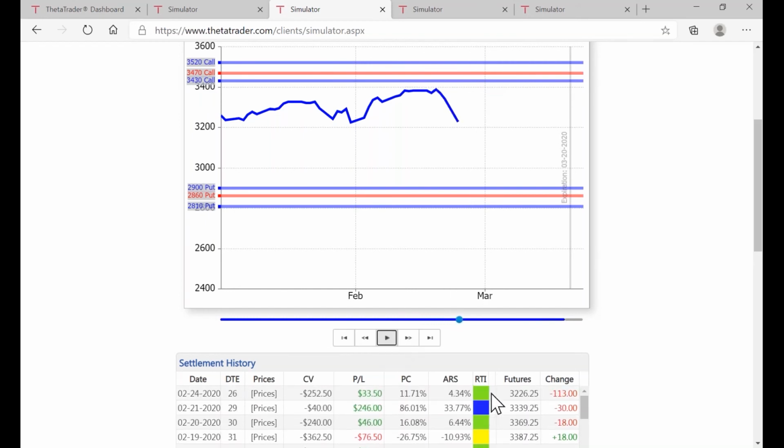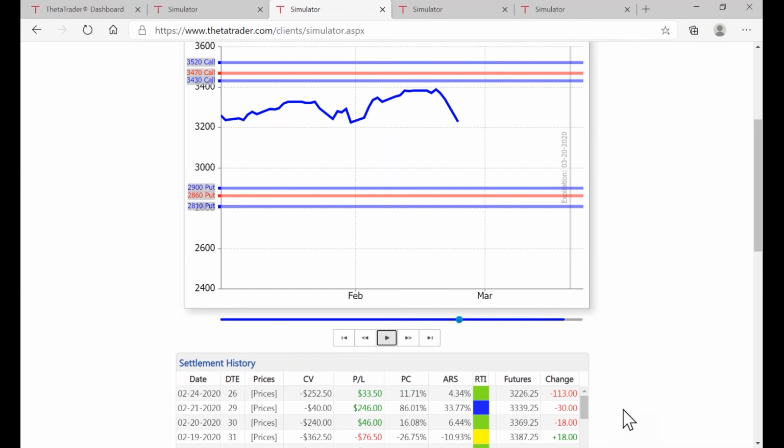But look at this, it turns blue. Blue means take profit. So the dragonfly actually matured and moved into profitability, so much so that the RTI and the algorithm said to take profit. You captured over 86% of the total amount of premium that was available at that level. And you can automate this. You can automate this so you don't have to watch it or follow it or track it yourself.